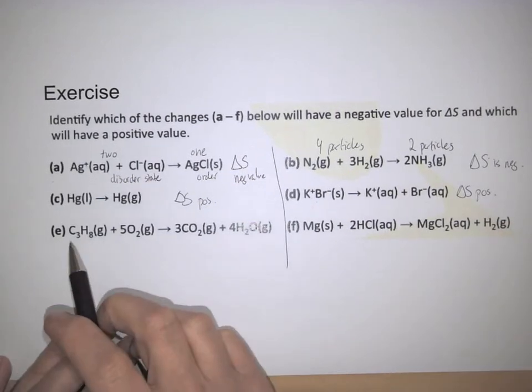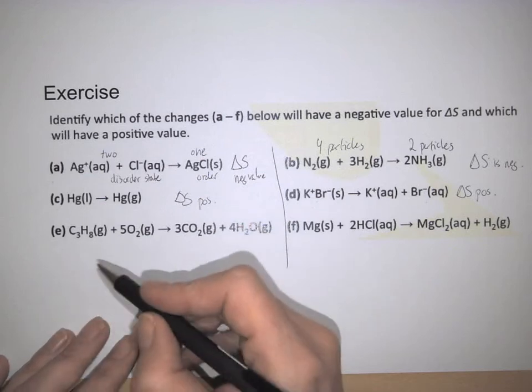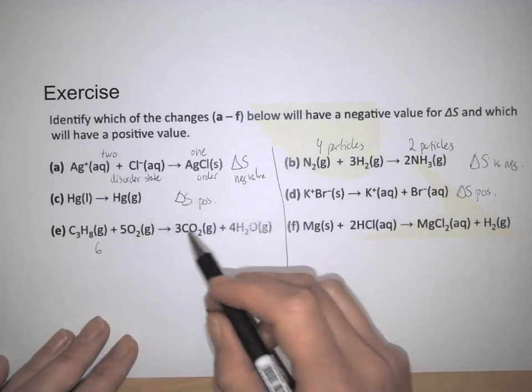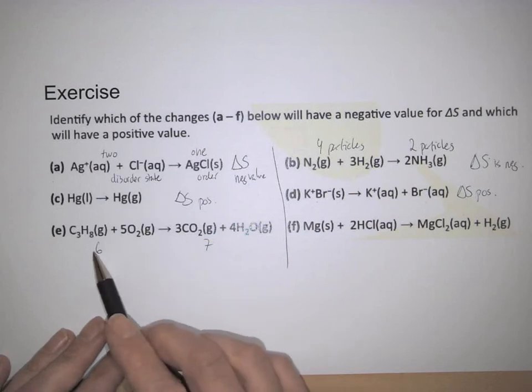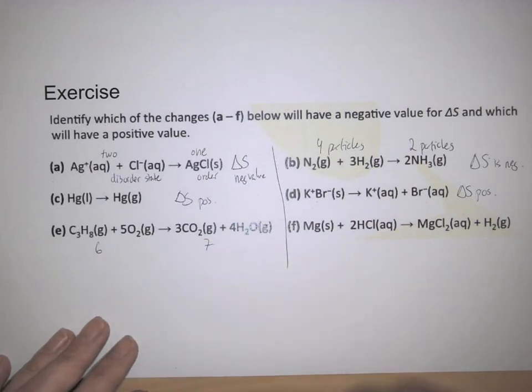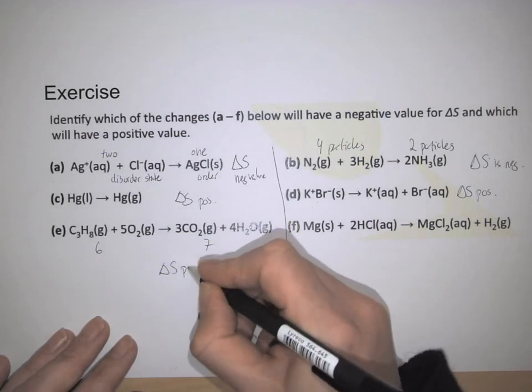We go to this one here. In this case, you want to count the number of particles. We have 5, 6, and we have 7 on this side. So we can see we go from 6 particles to 7 particles. It means that we have an entropy that is increasing. More disorder, delta S will be positive.